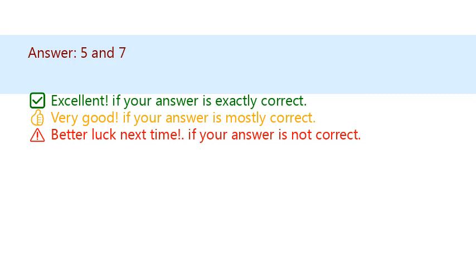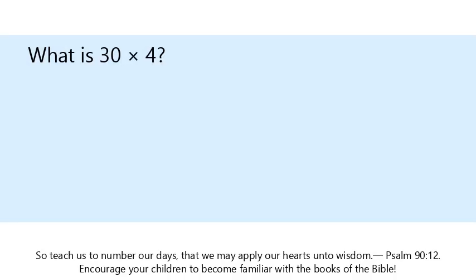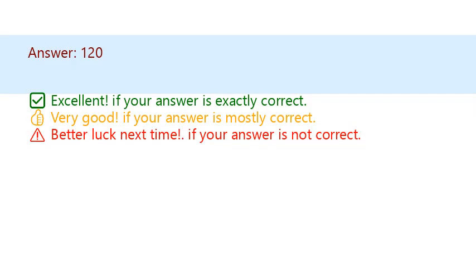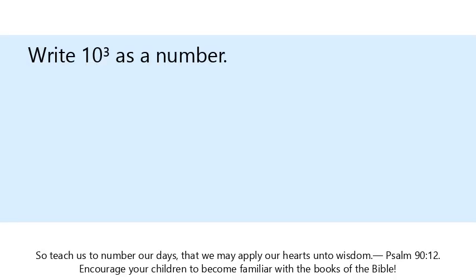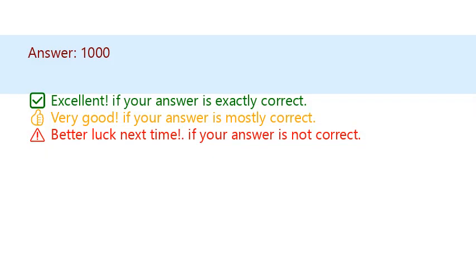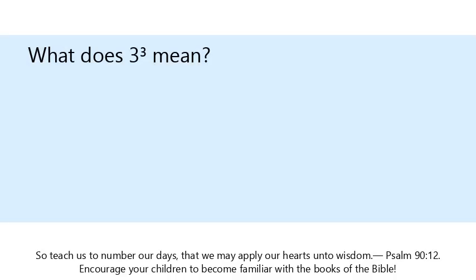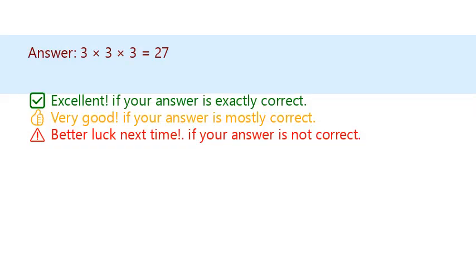Answer, 5 and 7. What is 30 times 4? Answer, 120. Write 10 superscript 3 as a number. Answer, 1000. What does 3 superscript 3 mean? Answer, 3 by 3 by 3 equals 27.